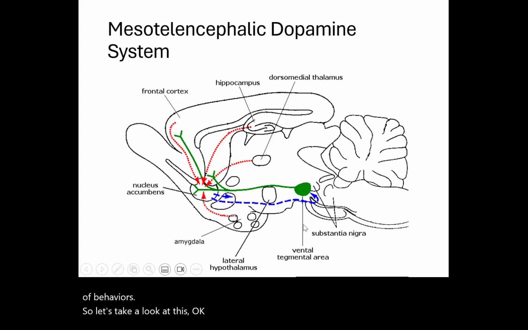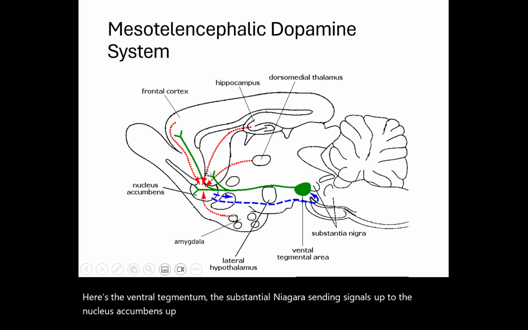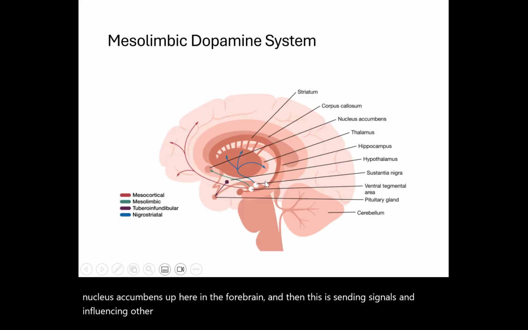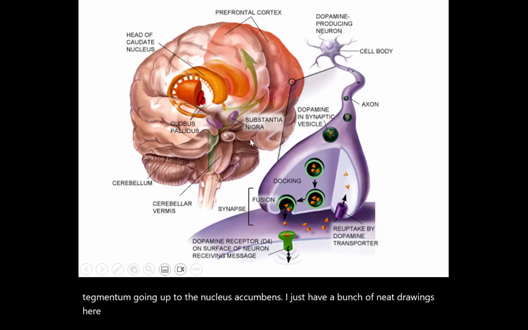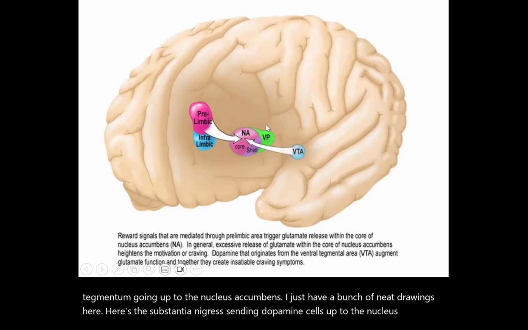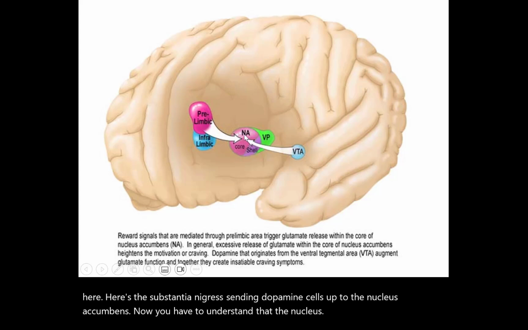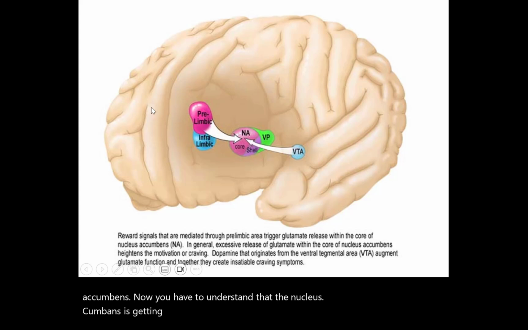Okay, so this is kind of a diagram of a rat brain. Here we are down in the mesencephalon. Here's the ventral tegmentum, the substantia nigra sending signals up to the nucleus accumbens up here in the forebrain. And then this is sending signals and influencing other areas of the frontal lobe. Here's another drawing of the ventral tegmentum going up to the nucleus accumbens. I just have a bunch of neat drawings here. Here's the substantia nigra sending dopamine cells up to the nucleus accumbens. Now you have to understand that the nucleus accumbens is getting influence and is influencing the frontal lobe.